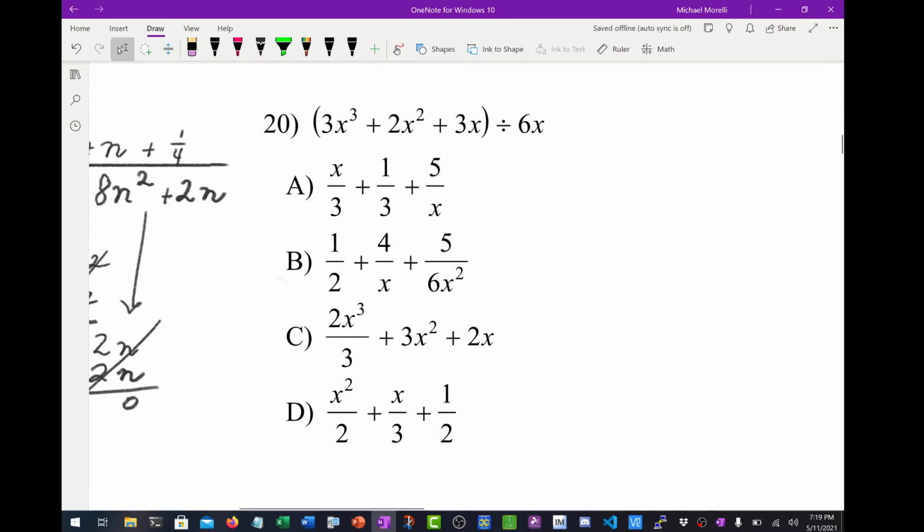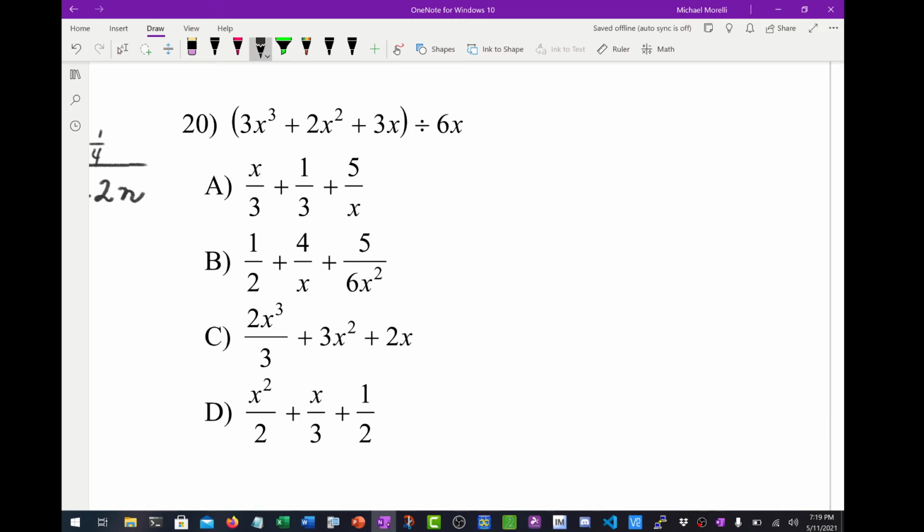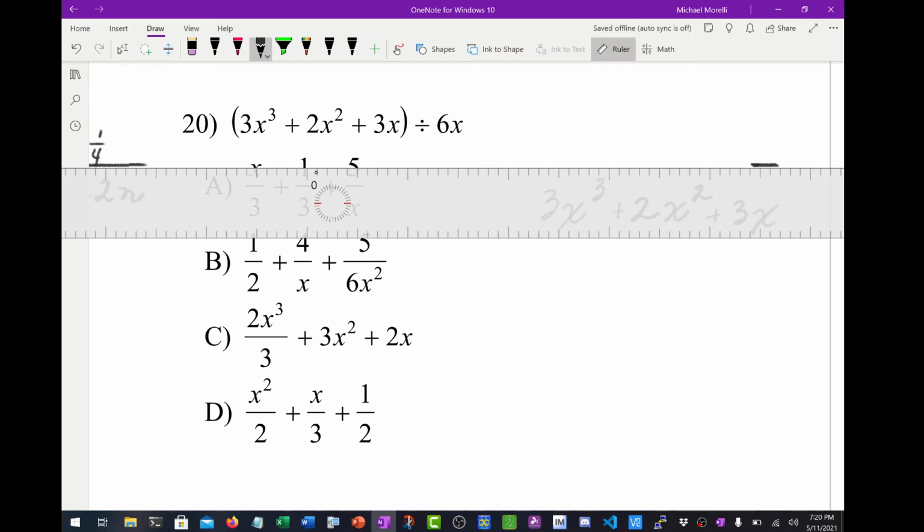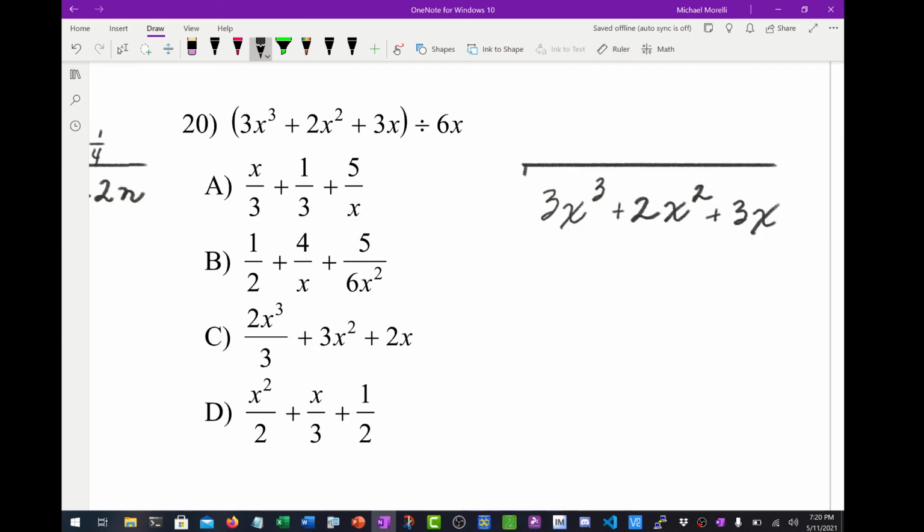We will divide 3x cubed plus 2x squared plus 3x by 6x. Okay, so my first task is to turn a 6x into 3x cubed.